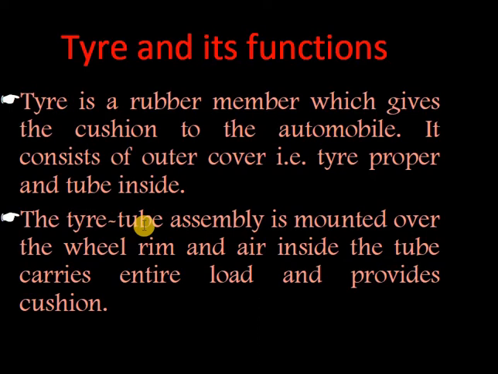Tire and its function. The tire is the rubber member which gives the cushion to the automobile. It consists of the outer cover, that is the tire proper, and the tube inside. The tire tube assembly is mounted over the wheel rim, and the air inside the tube carries the entire load and provides a cushioning effect for the vehicle to drive smoothly on the roads.